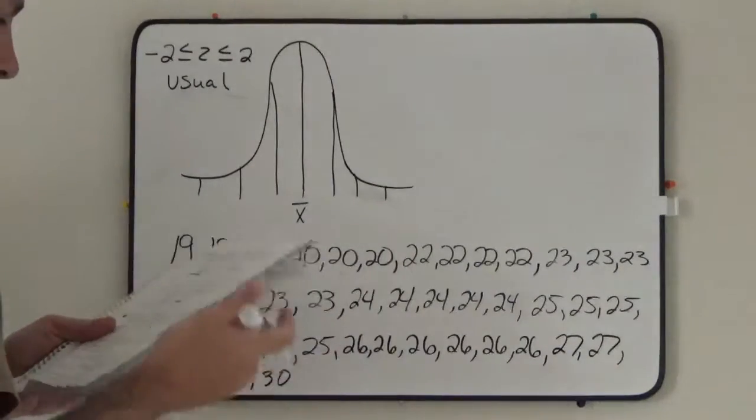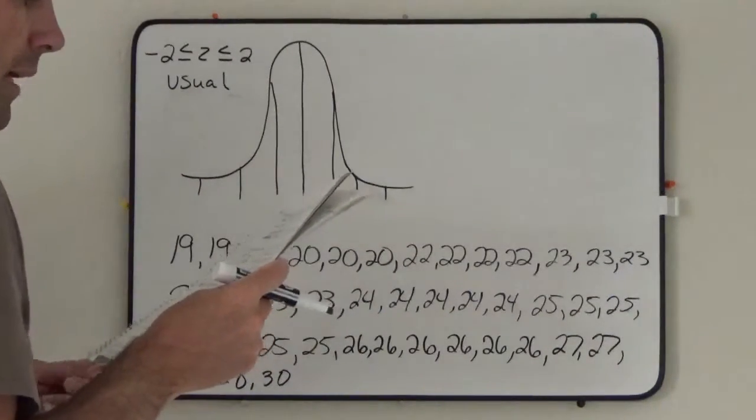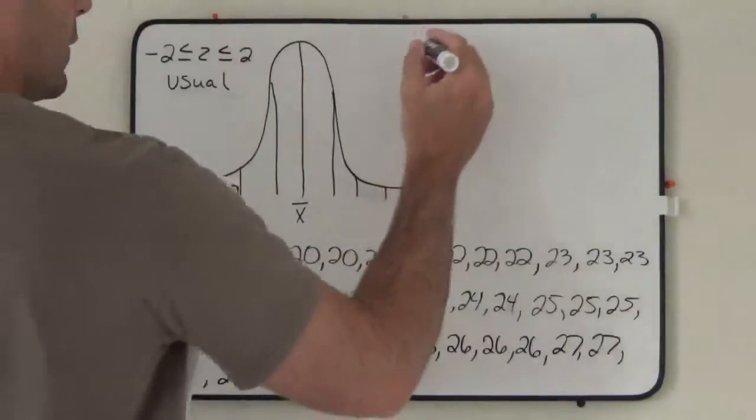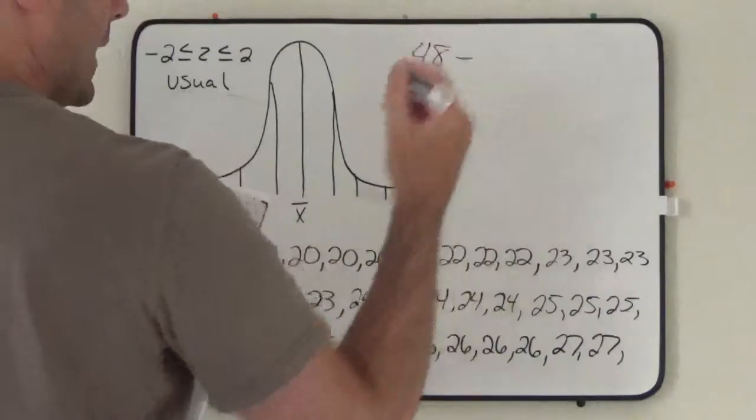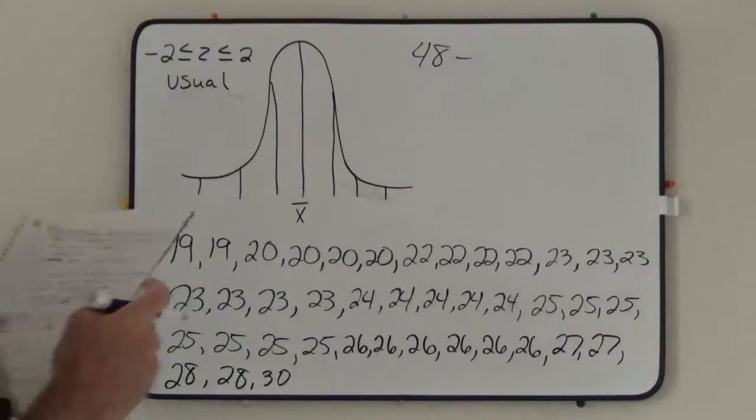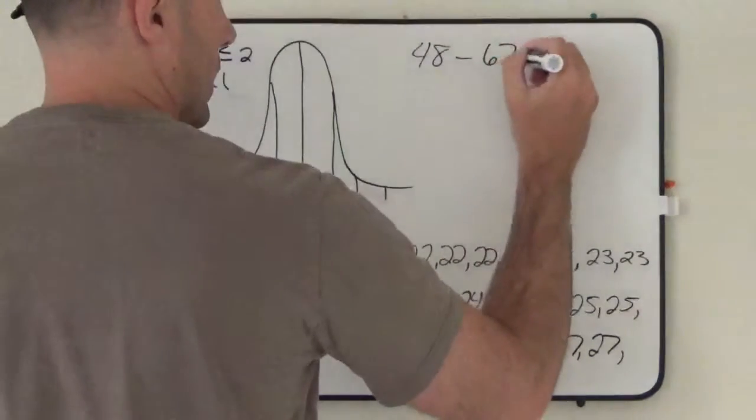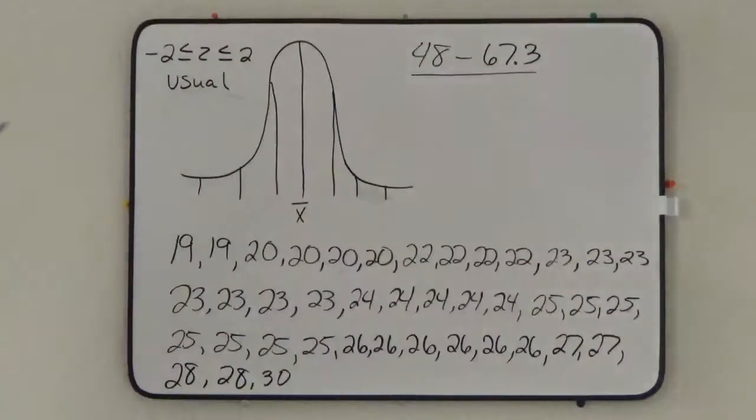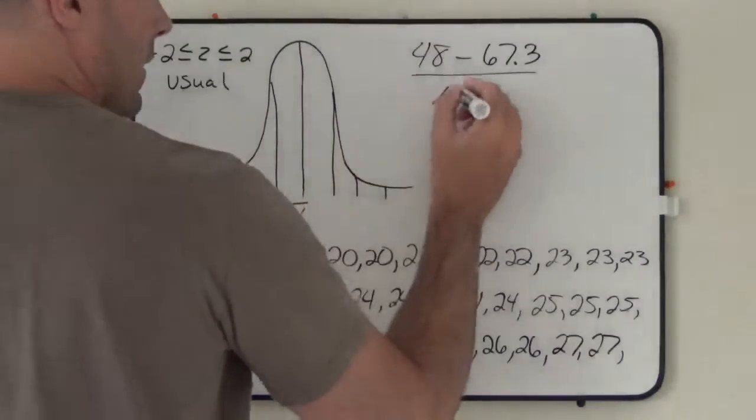So here's what we had, okay? We had 48 beats per minute for this pulse rate. So that's our x value, 48, minus the average person, or the average mean beats per minute, which was 67.3. That's the average, or the mean, divided by the standard deviation, which was 10.3 beats per minute.